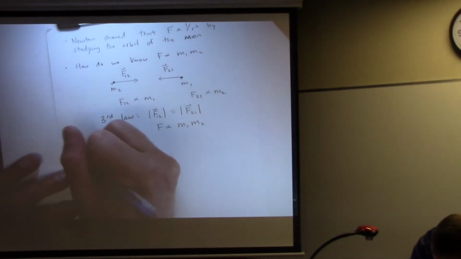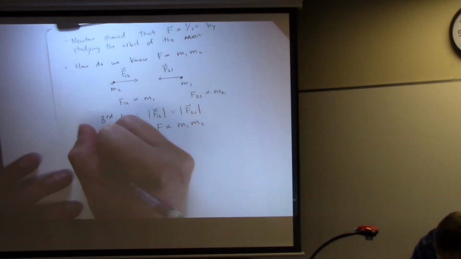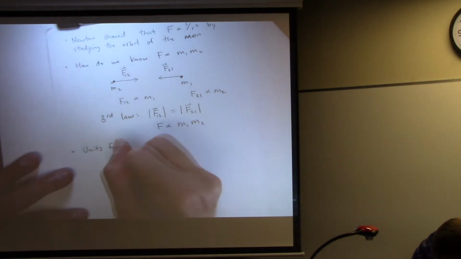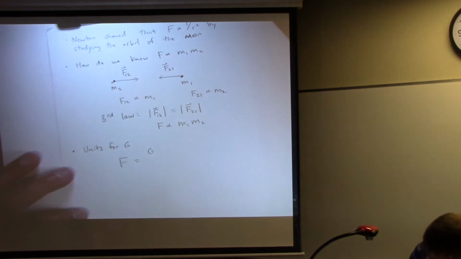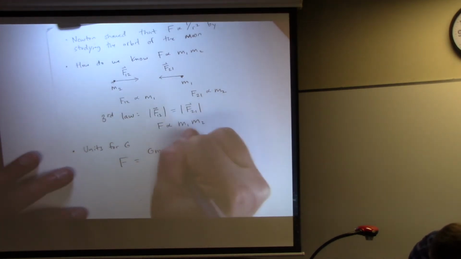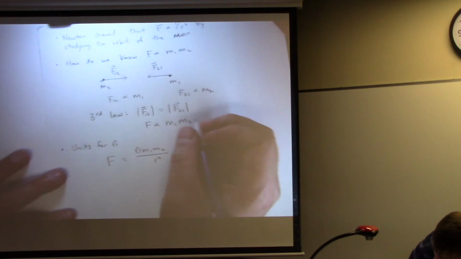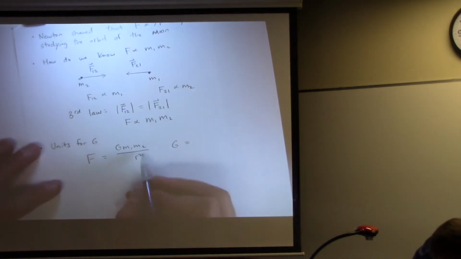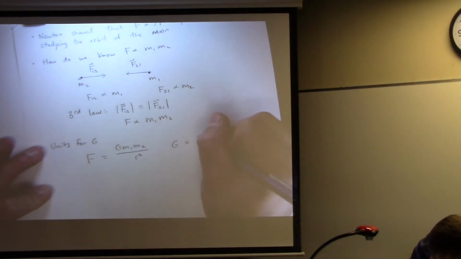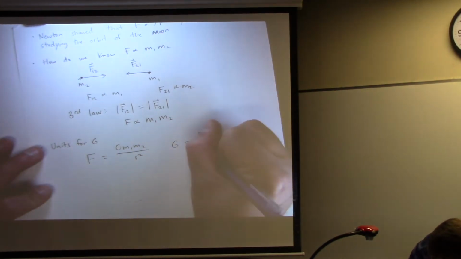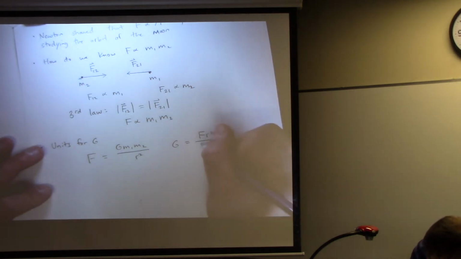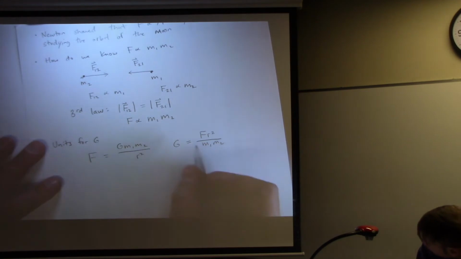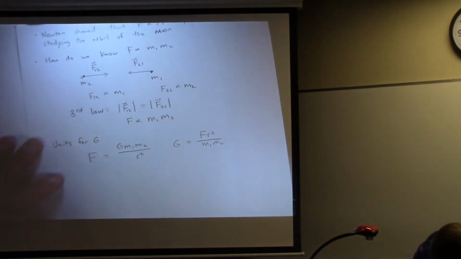And the last thing is the weird units on this constant G. So the force is given by this constant G times M1, M2 divided by R squared. So let's take the equation and solve for G. So G is equal to, let's multiply by R squared, so on top we'll have F R squared, divide through by M1, M2, and we have G is equal to F R squared divided by M1 times M2.